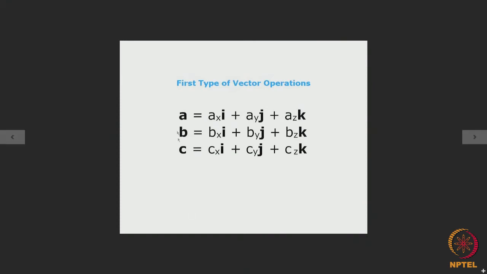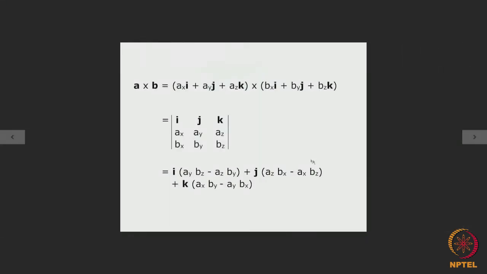So, we have written down three vectors in terms of their components in the x, y and z direction. Now, if we make the cross product between the two vectors, I write these vectors in their components. So, it is axi plus ayj plus azk cross product bxi plus byj plus bzk, and this product can be written simply in a determinant form: ijk, ax ay az, bx by bz, and then it can also be written in this fashion.